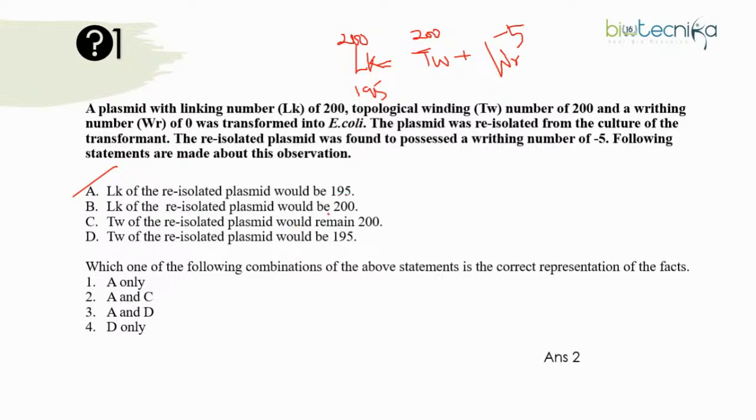If 1 is correct, obviously 2 is wrong. Coming to the third statement, twist of the reisolated plasmid would remain 200, and that is what we are keeping, all right? Twist is 200, a writhe has been introduced, so that will have an impact on the linking number, not the twist. So C is correct, and twist of the reisolated plasmid is 195 is wrong. So if C is correct, D is wrong. All right. So you get a lot of questions from this concept of linking number, twist, and writhe.